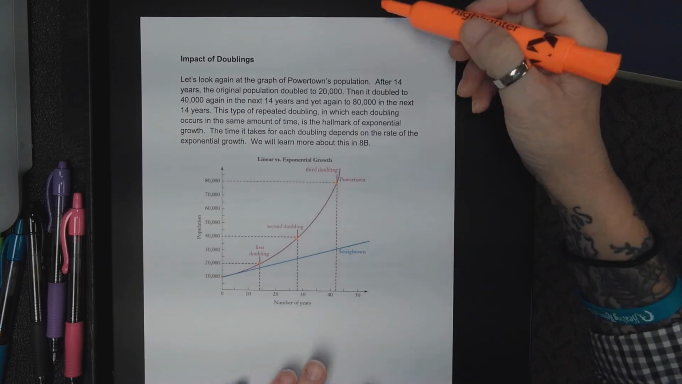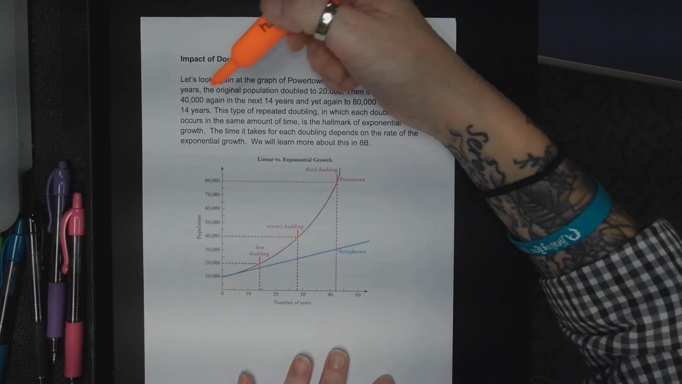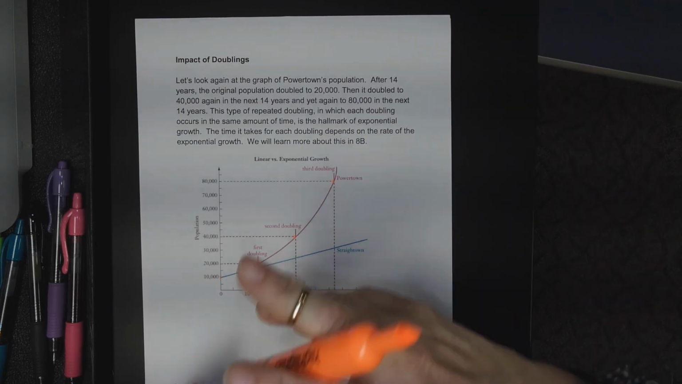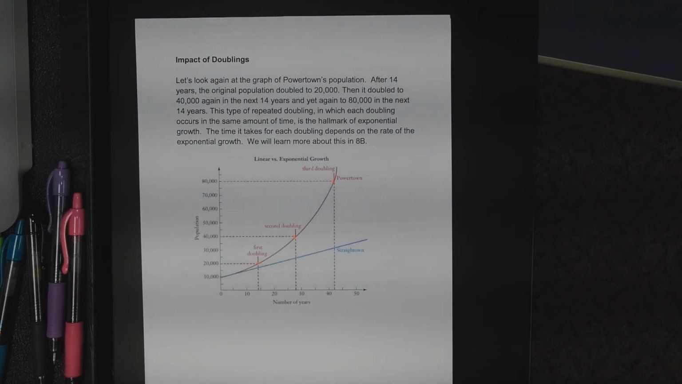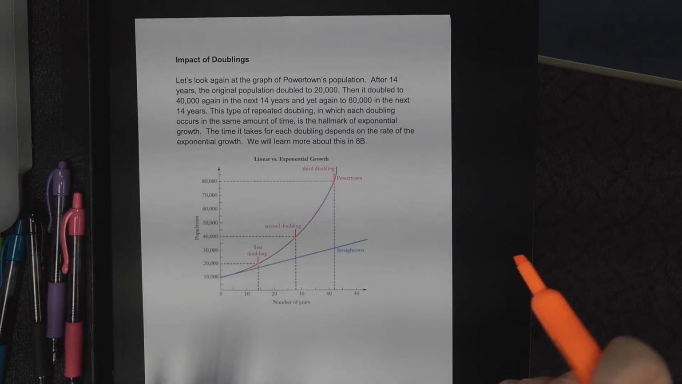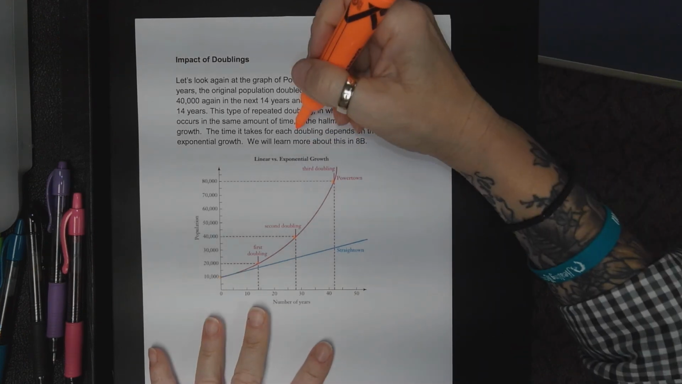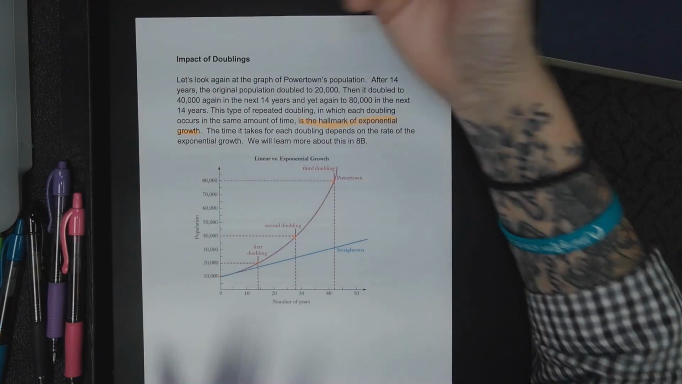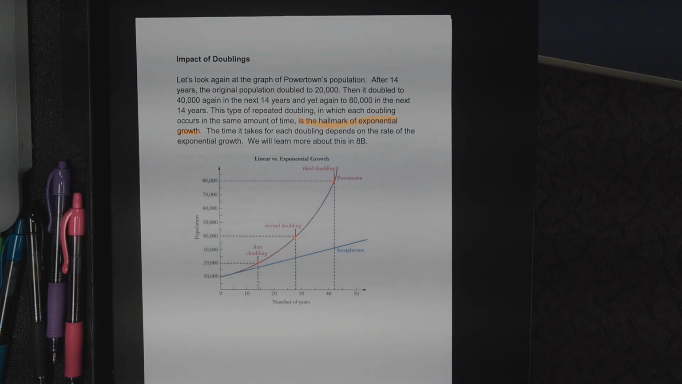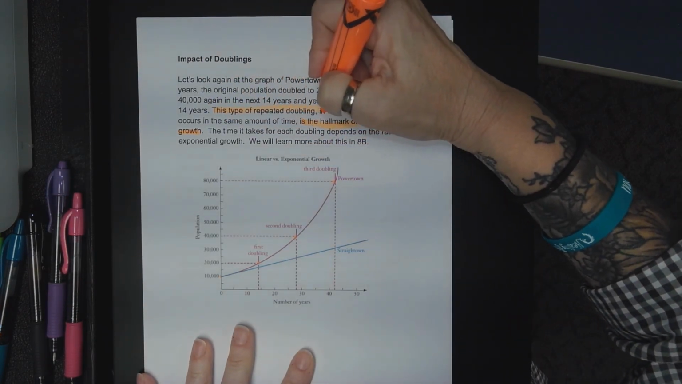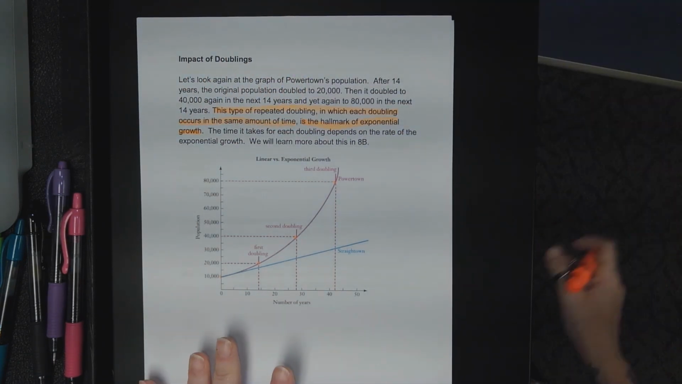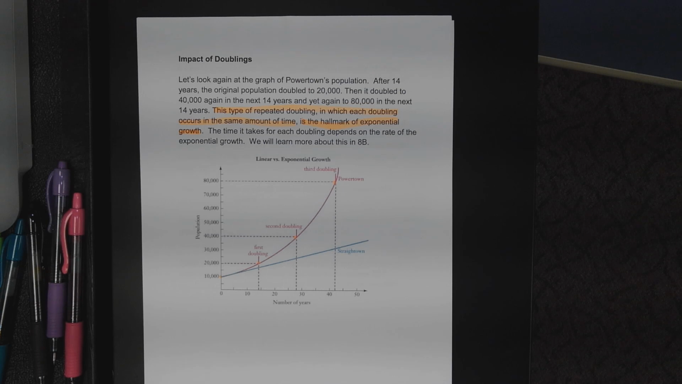So that is the power of doublings. You see that with exponential, it grows super fast, right? The time it takes for each doubling depends on the rate of the exponential growth. So that's just the power of the doublings, and it is a hallmark of exponential growth. You've heard people say, man, that grew exponentially, right? But now you can see kind of what that means, how fast it grows, and how each doubling occurs in the same amount of time, okay? It's pretty cool. All right.